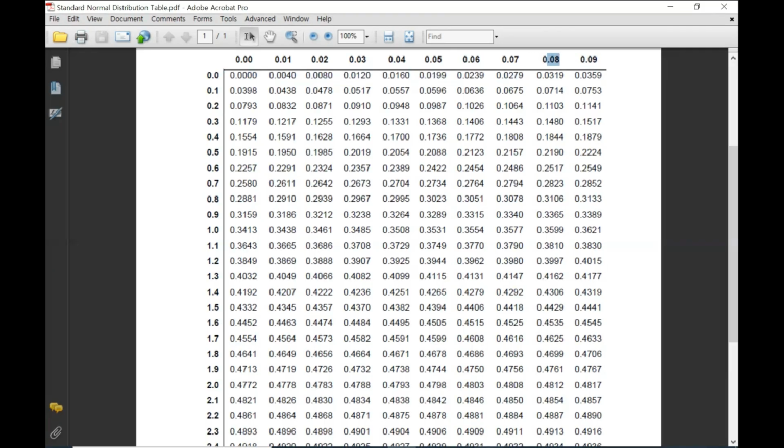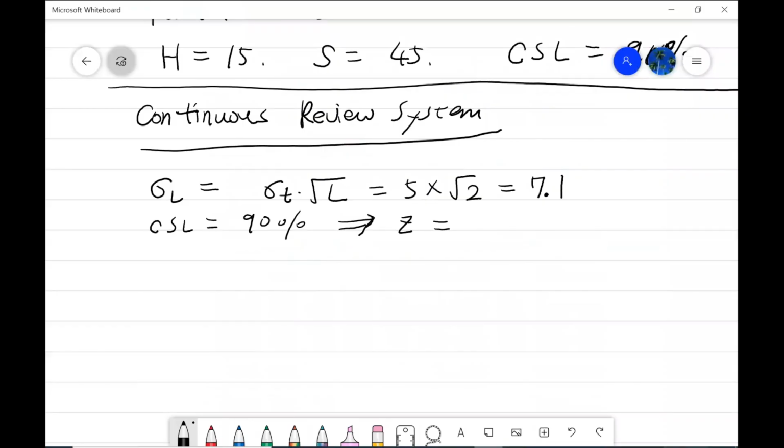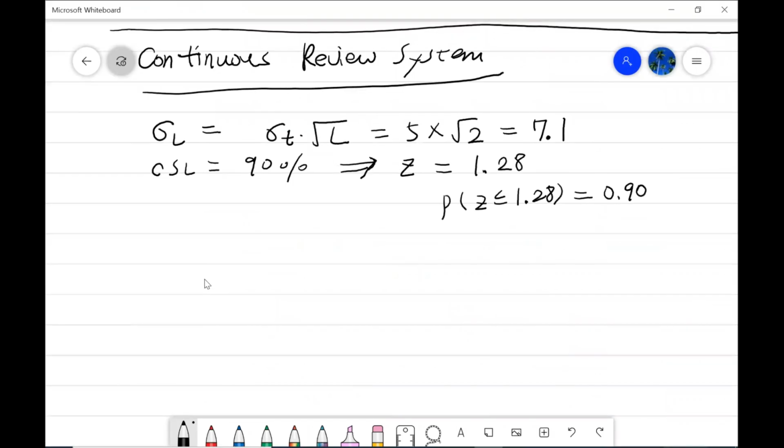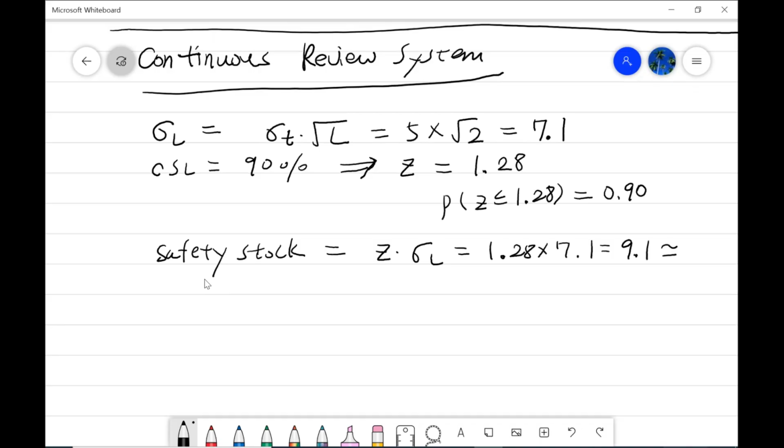So that is 1.28 from the standard normal table. Okay, so in other words, the probability that z is less than 1.28 is 0.90. Okay. So now I'm ready to calculate the safety stock. Safety stock is just z multiplied by sigma L. 1.28 multiplied by 7.1 is 9.1, approximately 9 units.